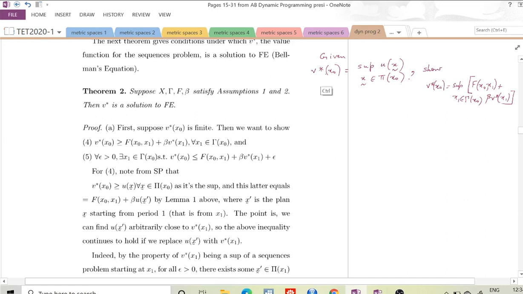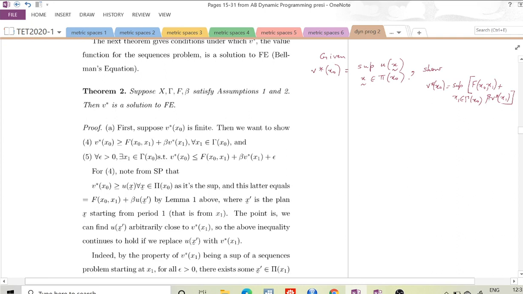Where V star of x naught is finite, we want to show that V star of x naught will satisfy these two sets of inequalities. The first, that V star of x naught will be greater than or equal to this right hand side, f of x naught x1 plus beta V star of x1 for all x1. Okay, so that's a property of the sup. So the sup of this must be greater than or equal to anything that I put here with any x1. That's the first thing that I want to show.